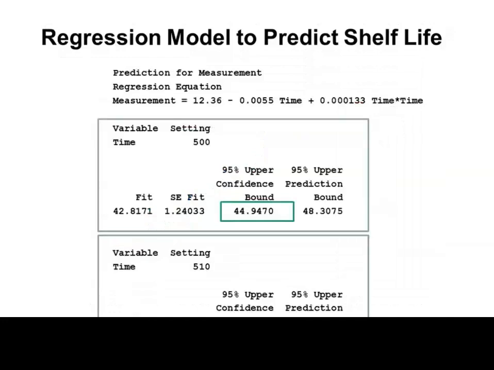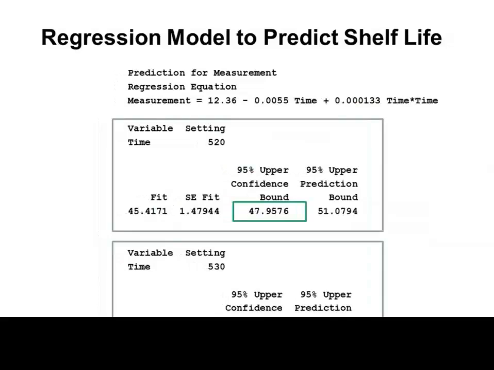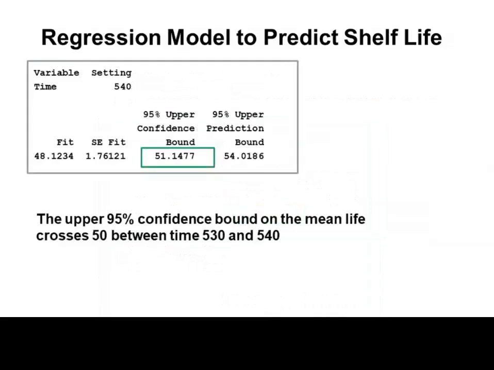and then I increased to 510, and I've increased, but still not up to 50. And so I just keep doing a prediction in my software until I'm very close to 50 at a setting of 530 for time. At 540, I'm over 50, so I could go back and iterate some more, or I could just say, hey, it's 535 or something.